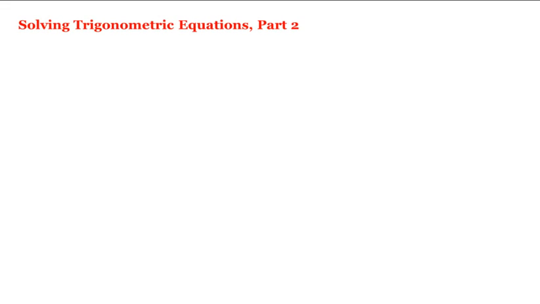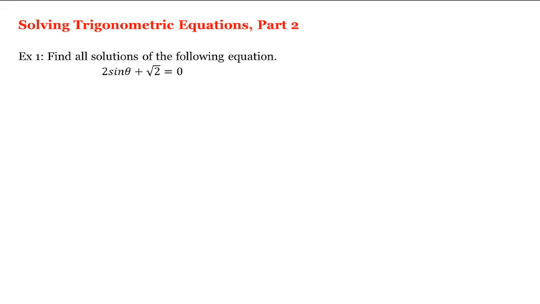Let's solve trig equations. For example, let's find all solutions to this equation here. We'll begin by subtracting square root of 2 from both sides, which gives us 2 sine theta is equal to negative square root of 2. And now dividing by 2 gives us sine of theta is equal to negative square root of 2 over 2.